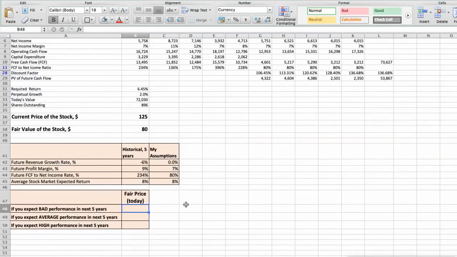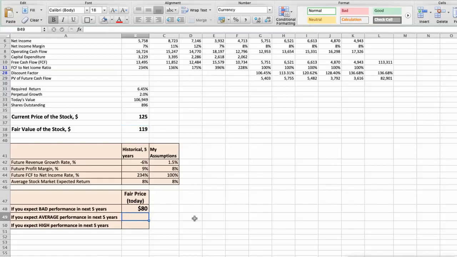Second scenario. IBM will have average performance in next 5 years, and we will use the following parameters in our calculation. Future revenue growth rate would be average, 1.5%. Future profit margin would be average, 8%. Future free cash flow to net income rate would be average, 100%. In this case, the fair value of the stock today would be $119.